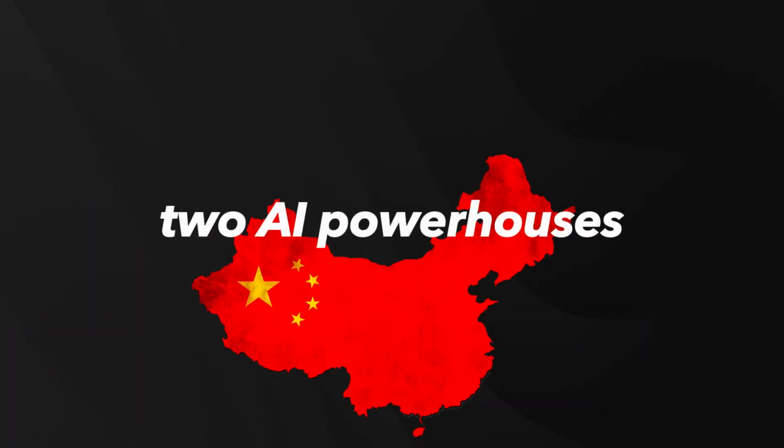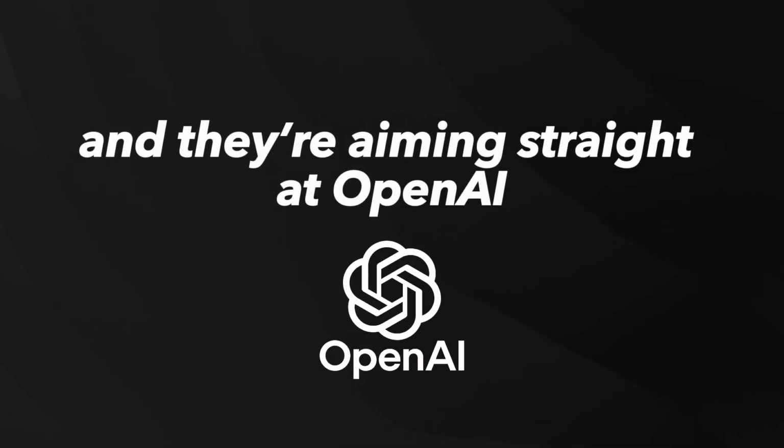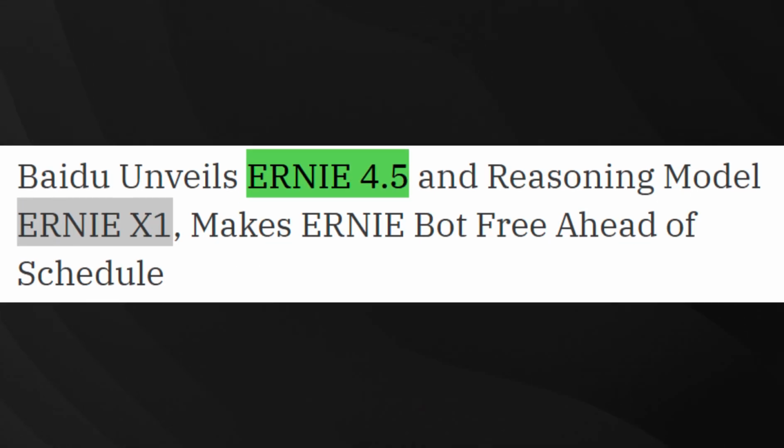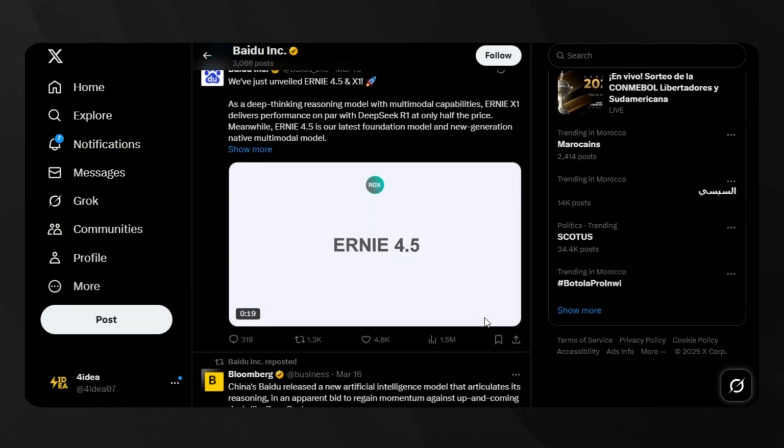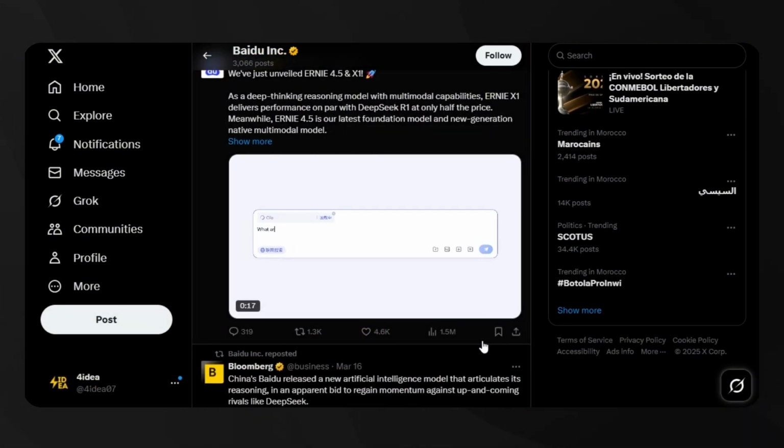China just dropped two AI powerhouses, and they're aiming straight at OpenAI. Ernie 4.5 and Ernie X1, Baidu's latest AI models built to dominate the multimodal and reasoning game. We're talking expert-level answers, deep search capabilities, and a price tag that makes GPT 4.5 look expensive. But are these models just hype, or do they actually deliver? Let's break it down.